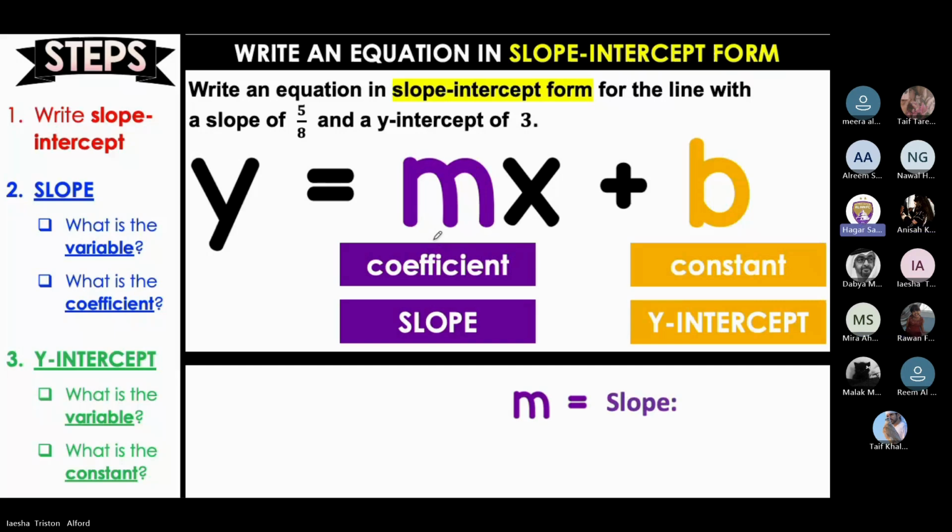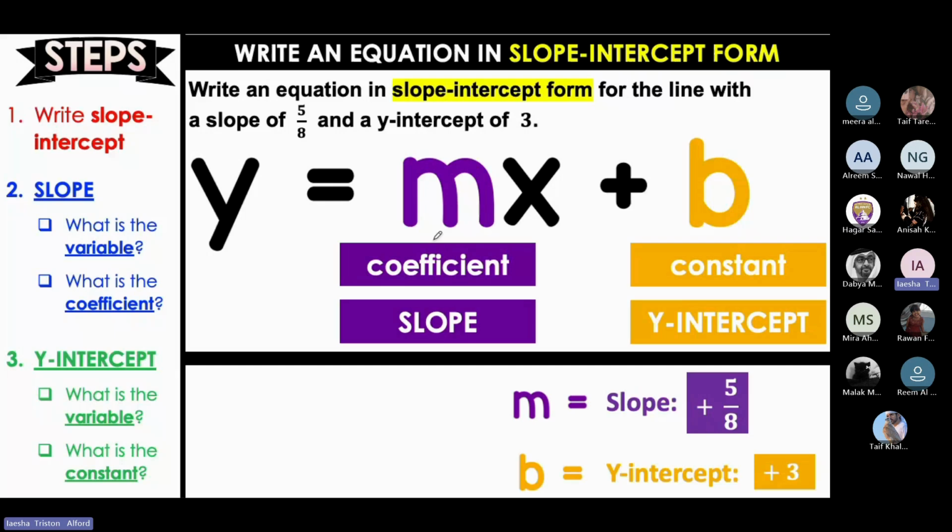5/8. Positive 5 over 8. And your y-intercept is what? Positive 3. It's important to focus on the positive and the negative. When you write it, the first box should be the m, and the second box should be the b. Somebody say the equation.